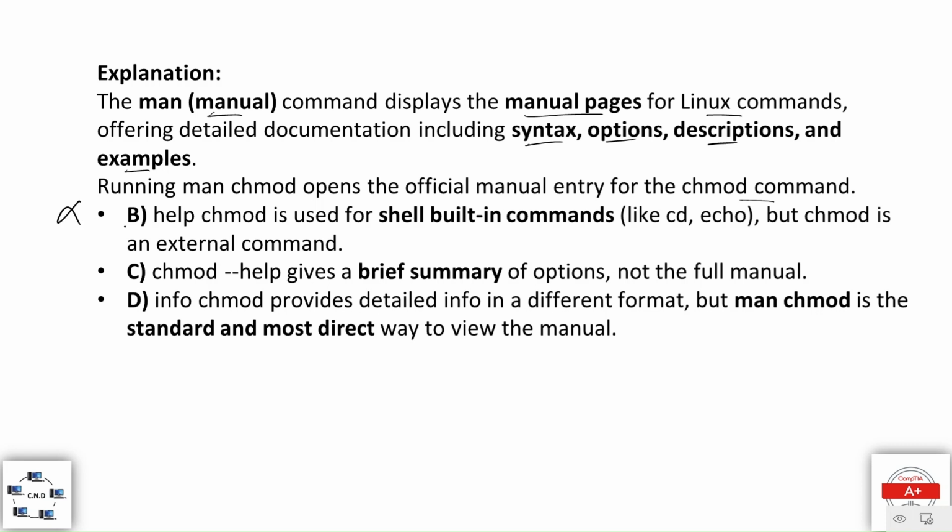Other options such as option B, help chmod, is used for shell built-in commands like cd and echo, but chmod is an external command. Option C, chmod dash help gives a brief summary of options, not the full manual. And option D, info chmod provides detailed info in a different format, but man or manual chmod is the standard and most direct way to view the manual of any command inside Linux.